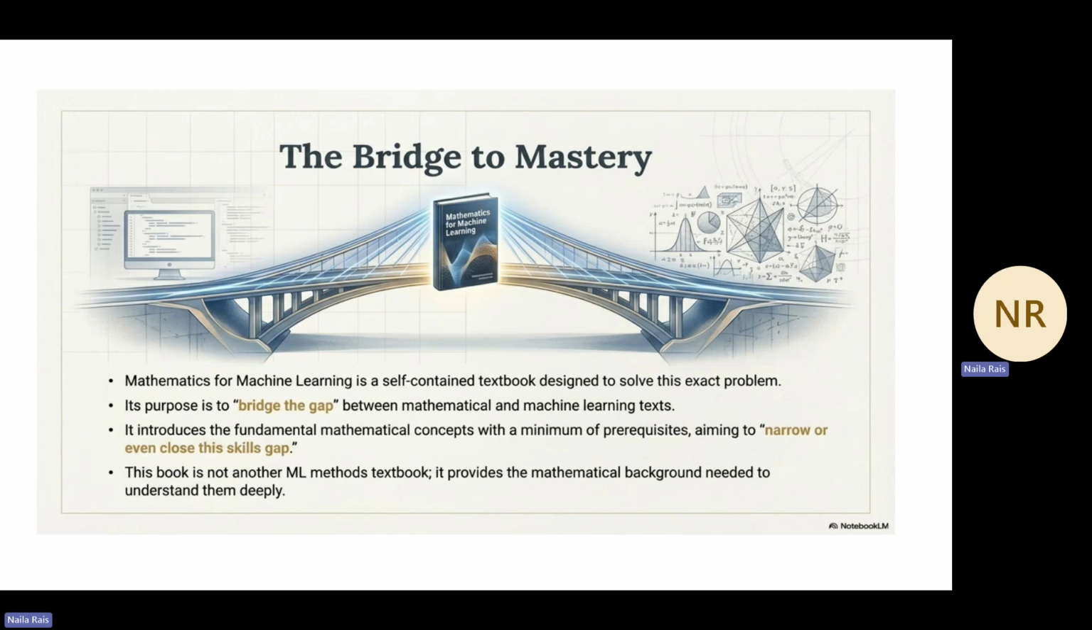The bridge to mastery. If I talk about Mathematics for Machine Learning, the book is a self-contained textbook designed to solve this exact problem. Its purpose is to bridge the gap between mathematical and machine learning texts. It introduces the fundamental mathematical concepts with a minimum of prerequisites, aiming to narrow or even close the skill gap. This book is not another math textbook. It provides the mathematical background needed to understand them deeply, and it's also free.